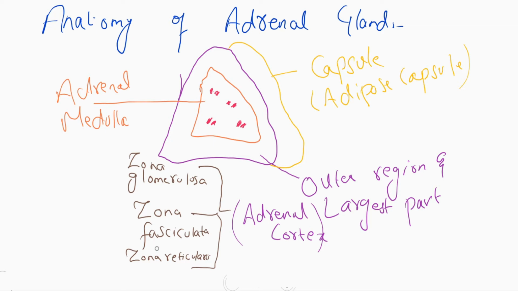Zona glomerulosa, zona fasciculata, and zona reticularis secrete hormones. Specific types of hormones are secreted by the three zones of the adrenal cortex, and these hormones perform different functions in the body.